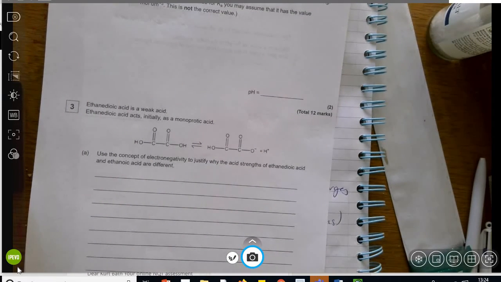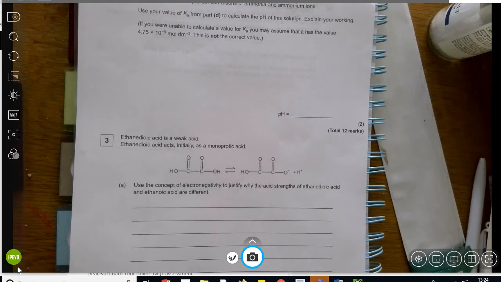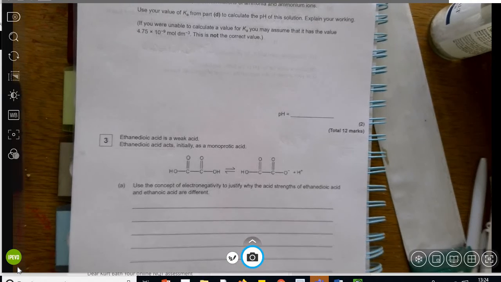So pretty much motoring through this now. Again, we've got our ideas on this pretty much sorted. Part E, a solution containing an equal concentration of ammonia and ammonium ions.